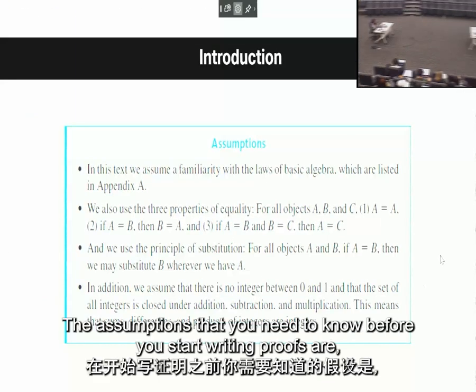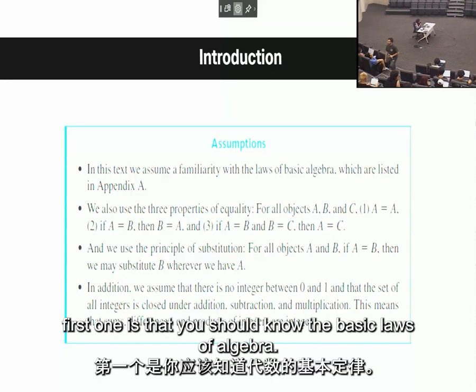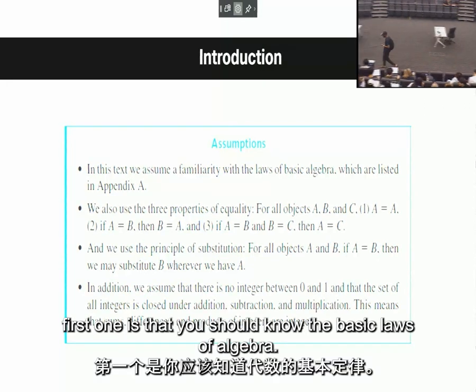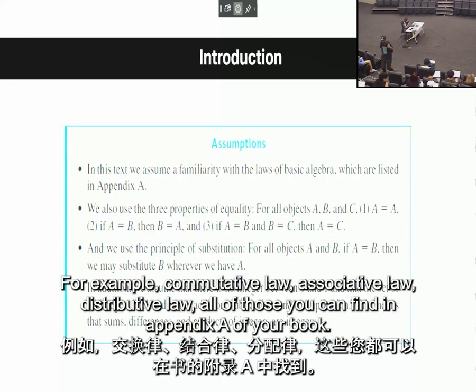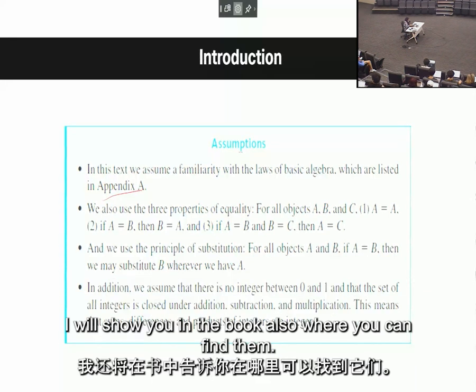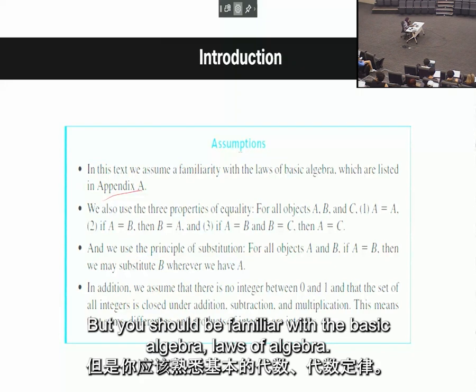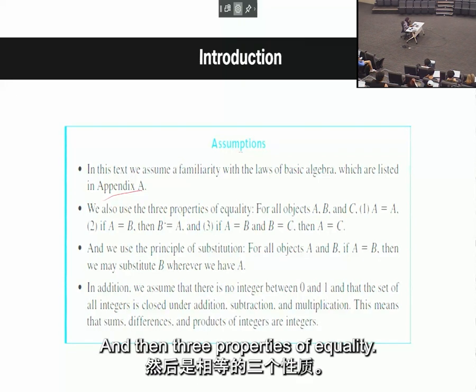The assumptions that you need to know before you start writing proofs are, first one is that you should know the basic laws of algebra. For example, commutative law, associative law, distributive law, all of those you can find in Appendix A of your book. I will show you in the book also where you can find them. But you should be familiar with the basic algebra, laws of algebra, and then 3 properties of equality.